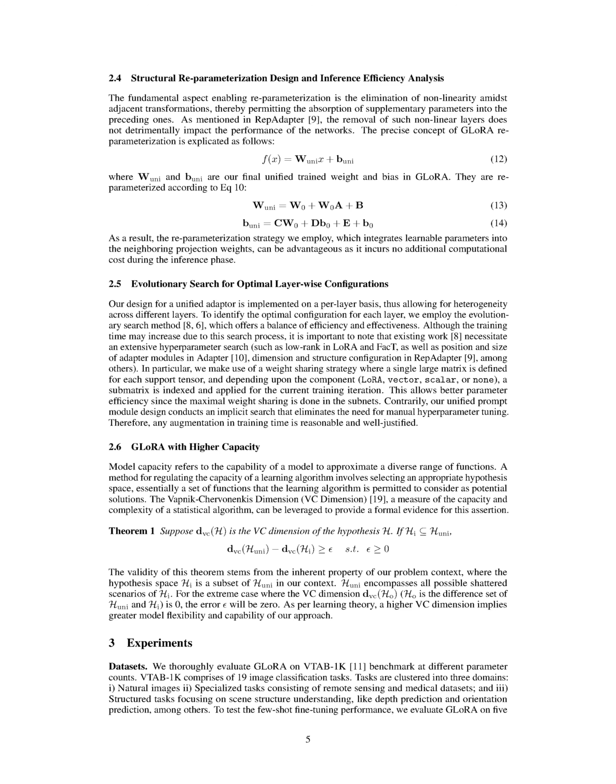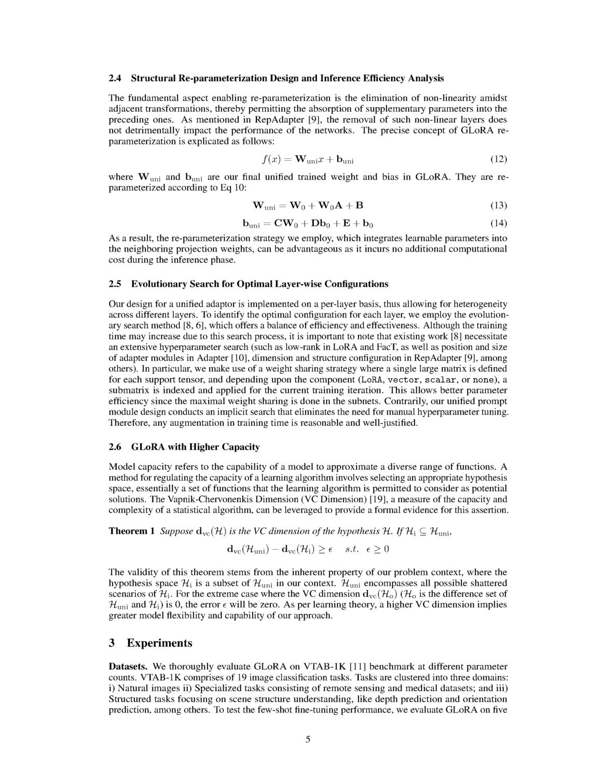Moving on to section 2.5, which is about the evolutionary search for optimal layer-wise configurations. Our unified adapters design is implemented on each layer individually, which allows variability across different layers. To find the best configuration for each layer, we use an evolutionary search technique. This method provides a mix of efficiency and effectiveness. While this approach may extend training time, it's important to understand that other studies also require a comprehensive search for the best parameters. Examples include the low rank in LoRA and FACT, as well as the position and size of adapter modules in adapter, and the structure configuration in RepAdapter.